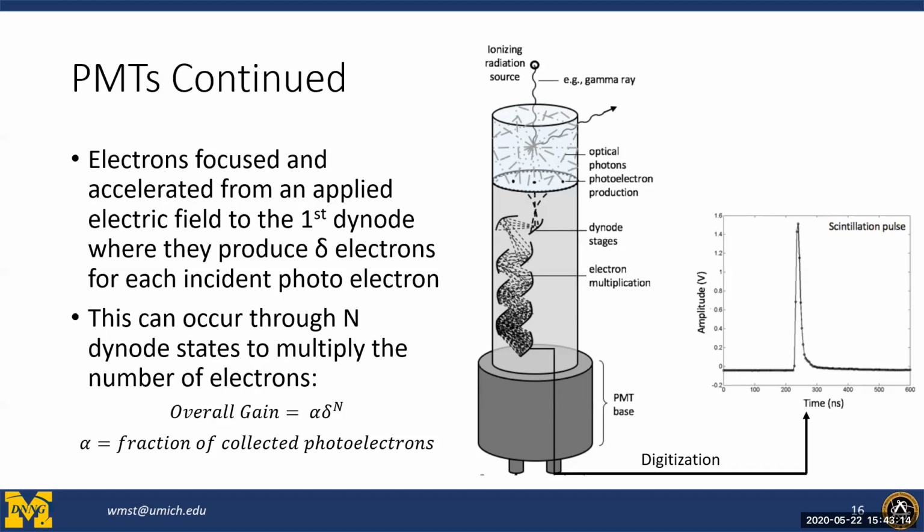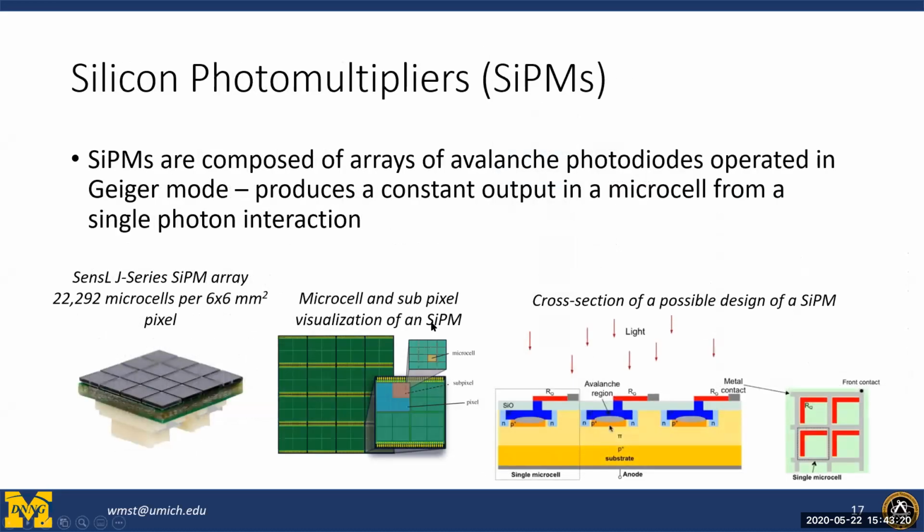One other type of photodetector I'm going to talk about that has become relatively new is silicon photomultipliers. SiPMs are composed of arrays of avalanche photodiodes operated in Geiger mode, where each one of these avalanche photodiodes produces a constant output from a microcell, and the summation of lots and lots of microcells firing gives an output pulse. As an example here, this is from SensL, the company. J-series is the iteration designation for the silicon photomultiplier, and it's composed of these 6 millimeter by 6 millimeter cells.